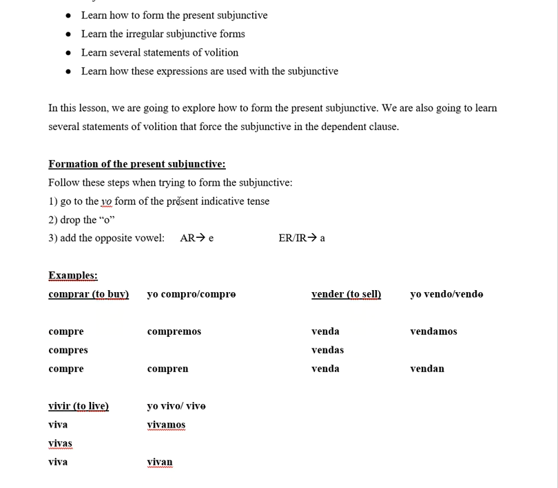Okay, so how do we get to the subjunctive form? You're going to follow these steps. First, go to the yo form of the present indicative tense. Conjugate the verb in the yo form, drop the o, and then add the opposite vowel. If it's an AR verb, you're going to use e's. If it's an ER/IR verb, you're going to use an a.